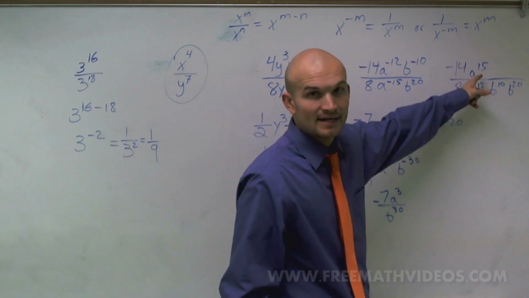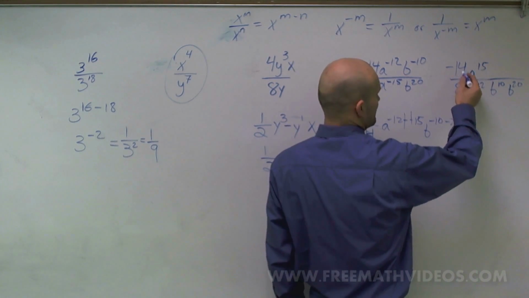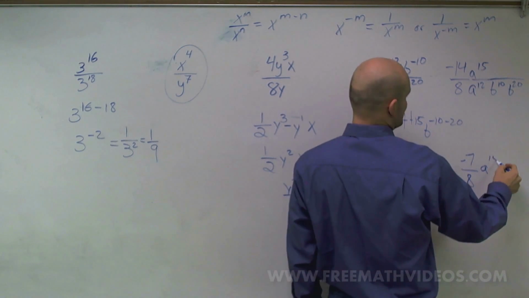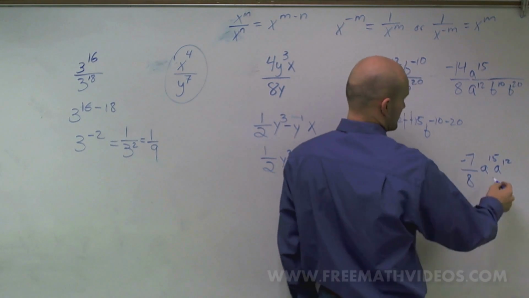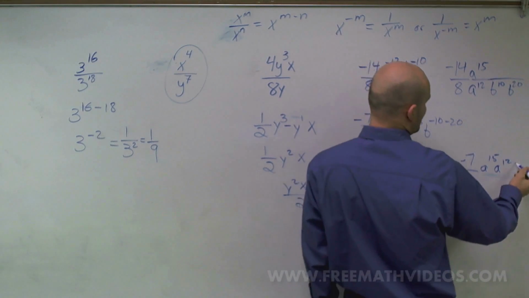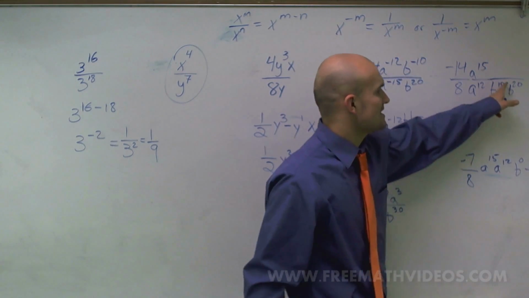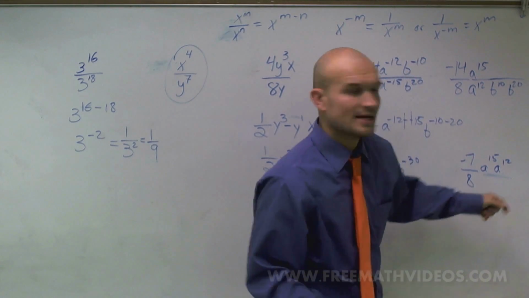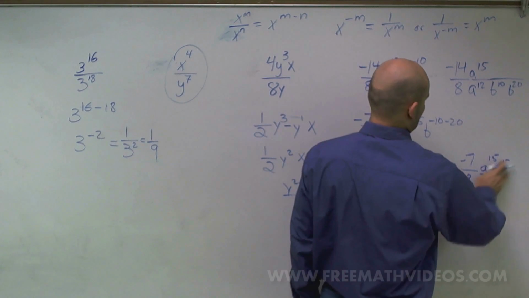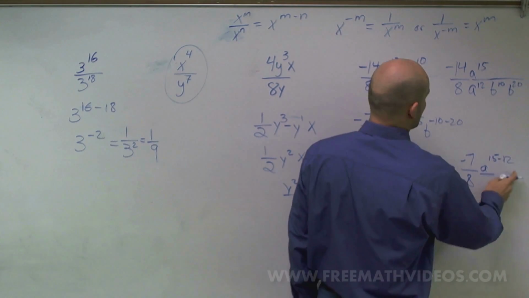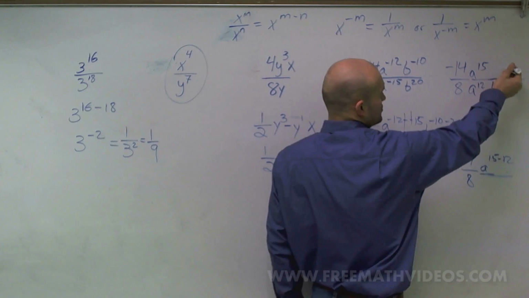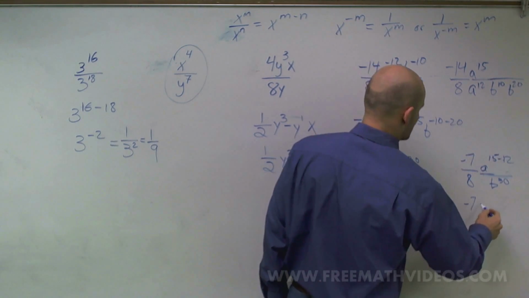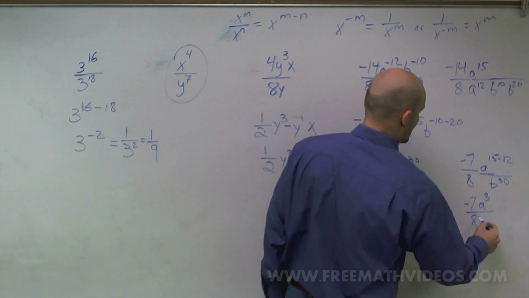If you look at it this way, again, we could get the same answer. Here, negative 14 divided by 8 can reduce down to negative 7 over 8, which would be a to the 15th over a to the 12th. And then on my bottom, I'd have b to the 10th times b to the 20th, which would be b to the 30th. Oh, I'm running out of space. My bad. So then on the bottom, I don't subtract them from anything, since they're on the bottom, it's just going to be b to the 30th. Well, a to the 15th minus 12 is a to the 3rd. So I have negative 7 a to the 3rd over b to the 30th.